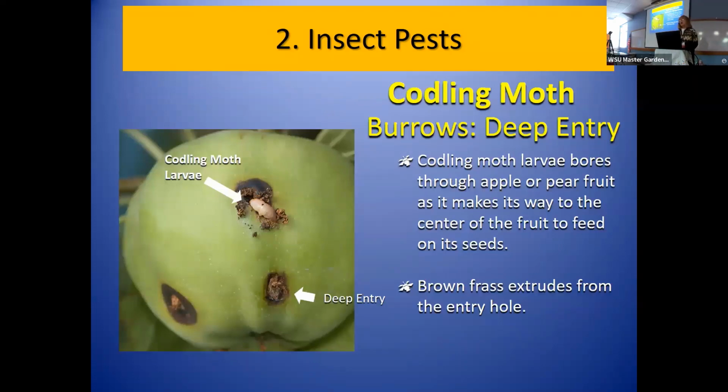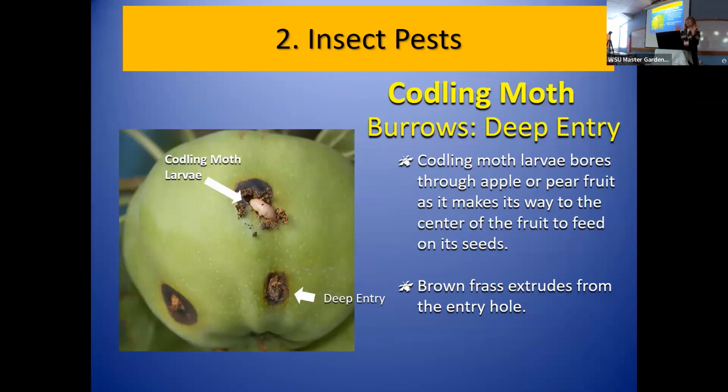Now, the adult moth will deposit her eggs either on the apple or on leaves. Those eggs will hatch, and they'll make their way to the apple, where the larvae then will burrow into the apple. So as they burrow in, they will take some of the material of the apple with their own excrement. It's called frass, and they'll push it out of the apple as they're burrowing in.